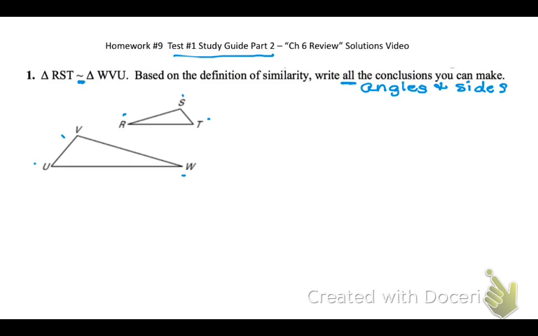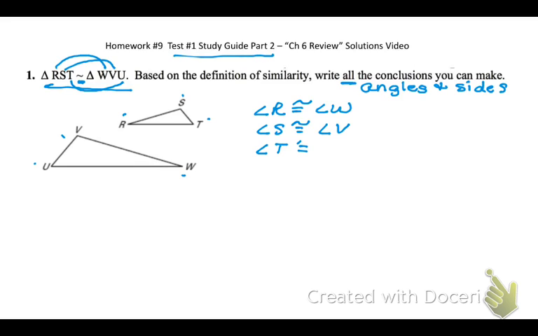So what can we say about the angles? So just by looking at the description here, we can say that angle R is congruent to angle W. We can say that angle S is congruent to angle V, and we can say angle T is congruent to angle U. Okay, that's about all we can say about the angles.